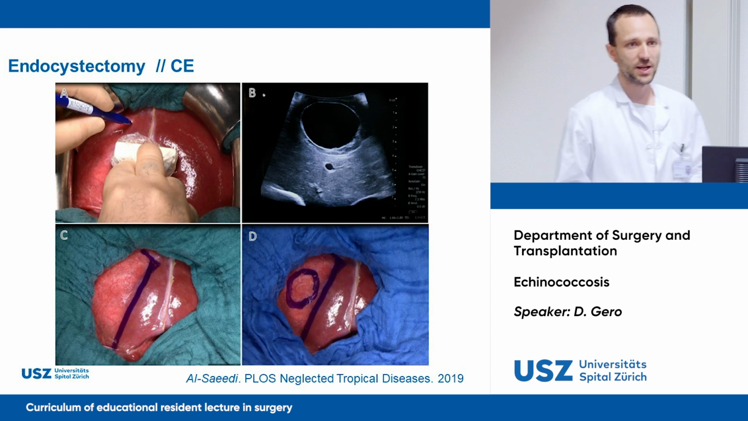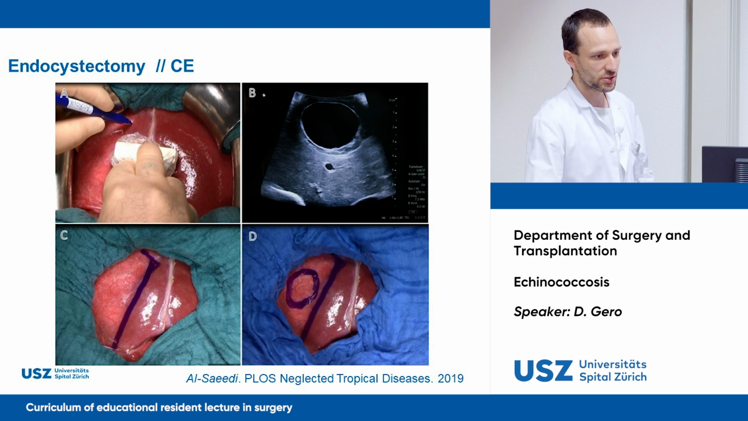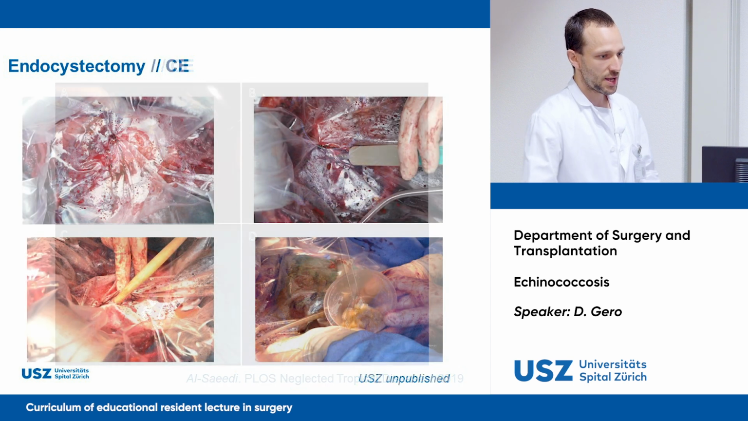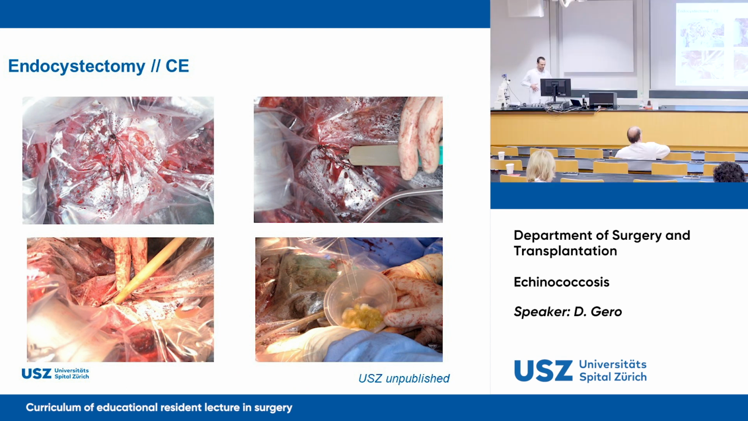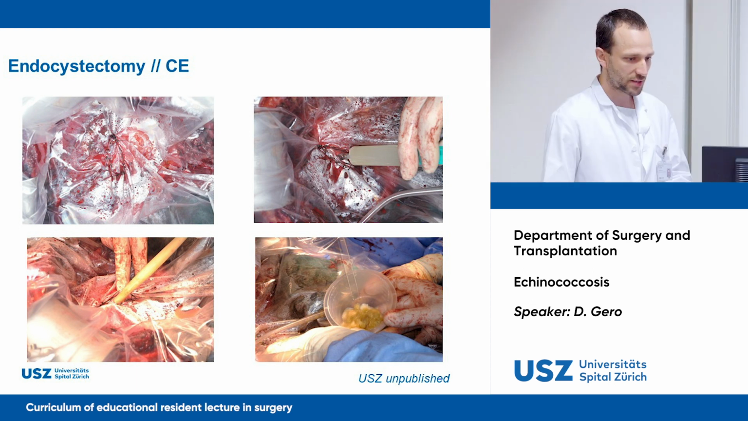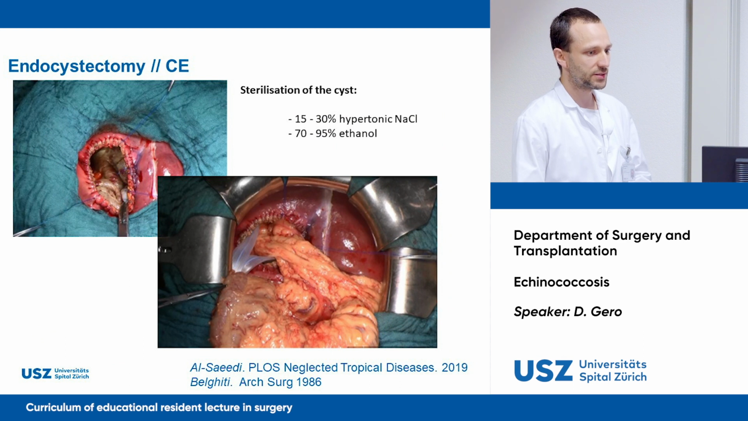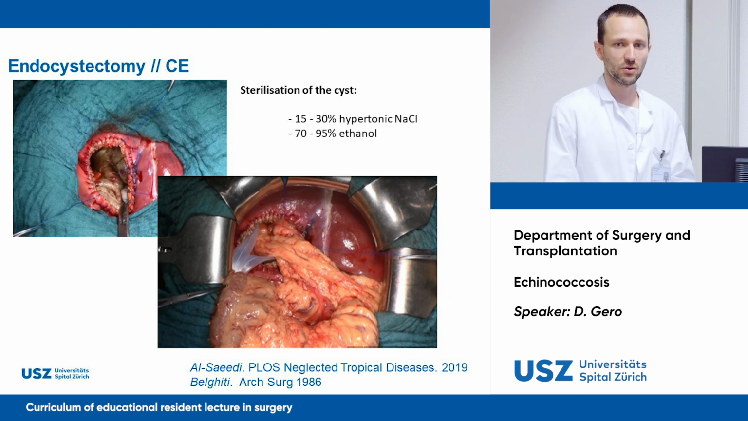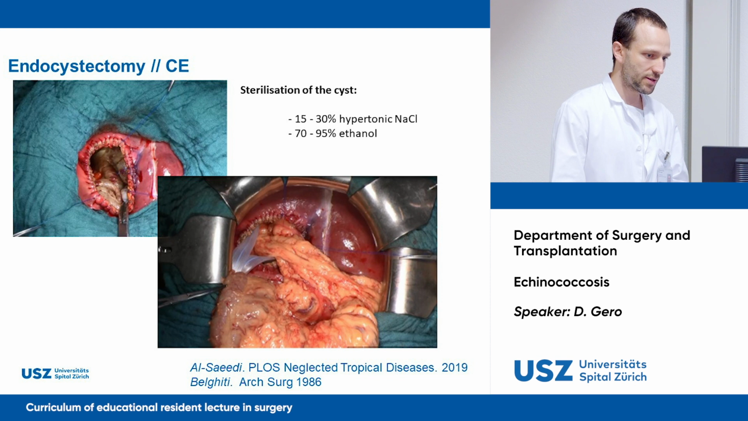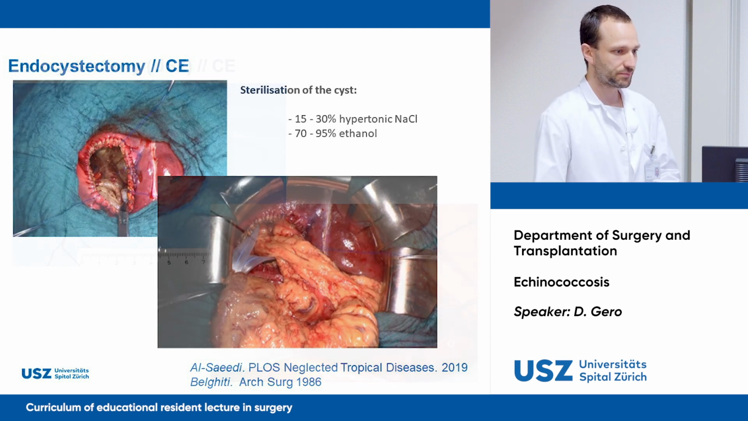These intraoperative pictures show the steps of an endocystectomy, which starts with the identification of the cyst by intraoperative ultrasound. And then we prepare the field with drapes to avoid contamination of other organs. Then we can proceed to the aspiration of the cyst and the extraction of membranes. At the end of the procedure, we sterilize the cyst with either hypertonic saline or ethanol solution. And at the end, we can plug some omentum into the cystic cavity.